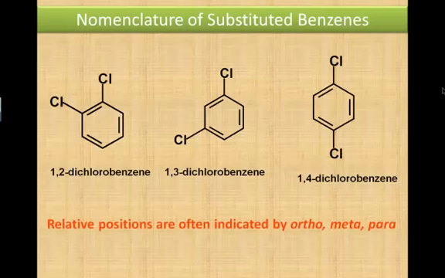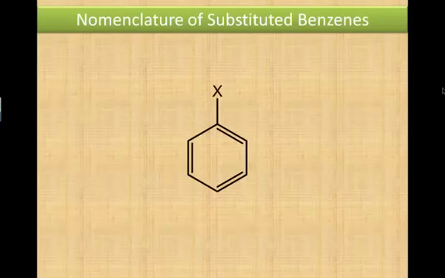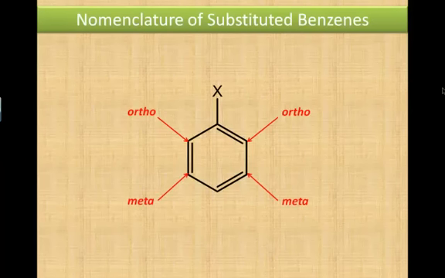Now, when you have di-substituted benzenes, there's another way that we use to indicate the relative positions of those substituents. We use the prefixes ortho, meta, and para. The carbons that are adjacent to the carbon that has the substituent I call the ortho positions, or the ortho carbons. The next 2 carbons are the meta carbons, or these are the meta positions. And finally, directly across from the substituent would be the para position.